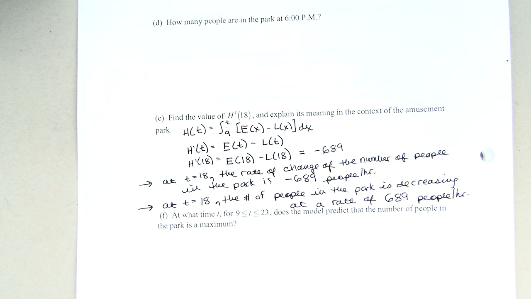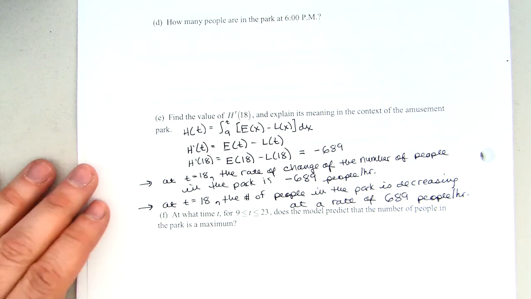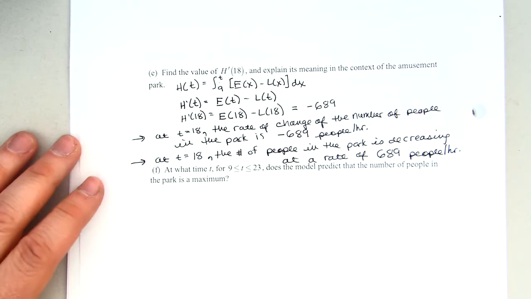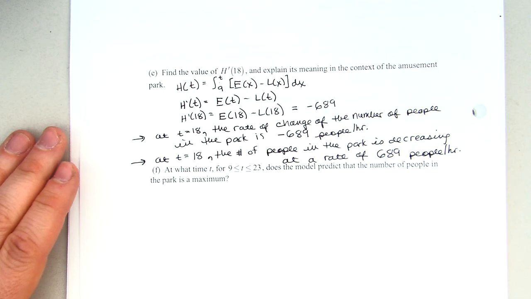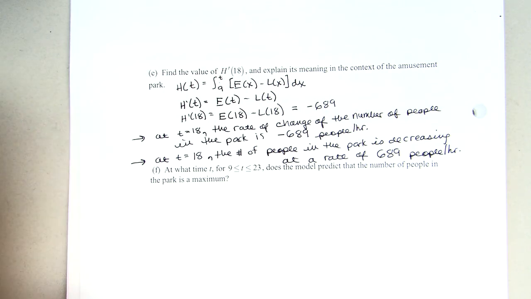Do you see what's going on? And again, a lot of language stuff here. Part F. At what time does the model predict the number of people in the park is a maximum? I want to find a maximum of something. Do I want to find a relative maximum or an absolute maximum? How do you know that?